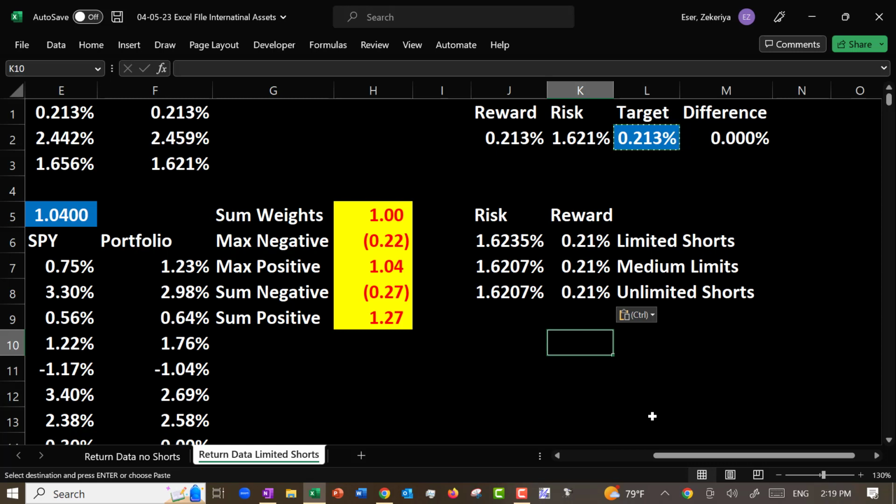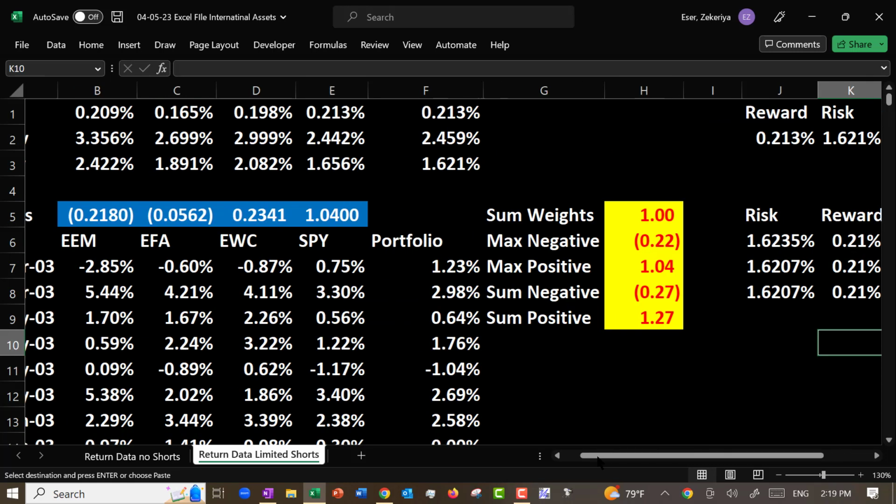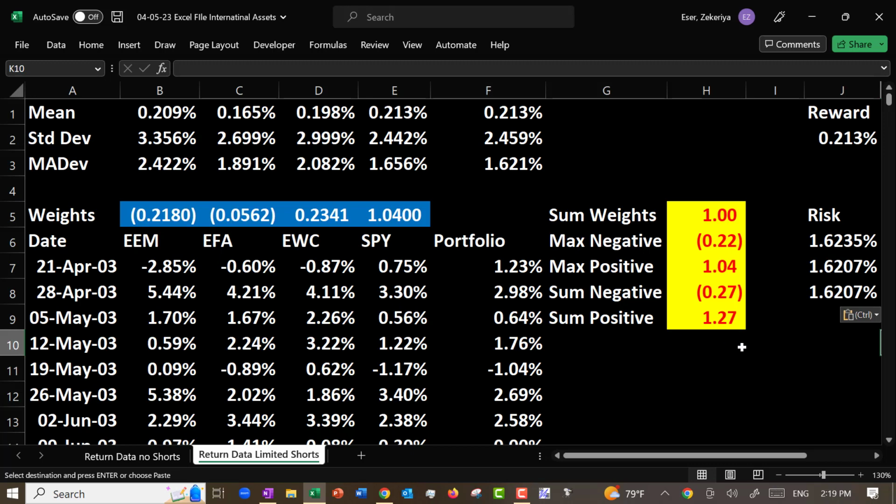Let's see what sort of result we get. There's some limited potential for international assets. They do reduce risk. Let's stop here for today.